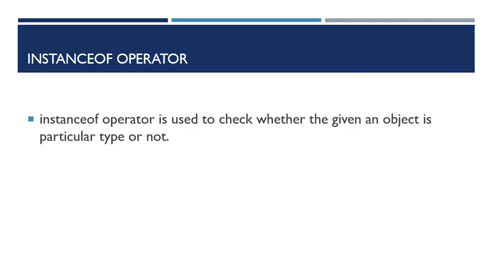Actually, the instanceof operator is used to check whether a given object is of a particular type or not. That is the main reason why we use the instanceof operator.